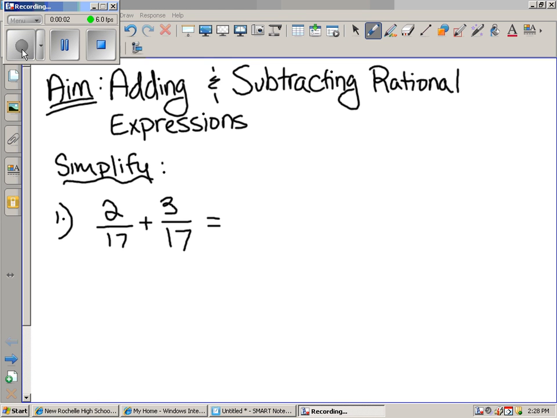All right, today we're talking about adding and subtracting rational expressions. We are adding and subtracting fractions. This is the hard stuff.